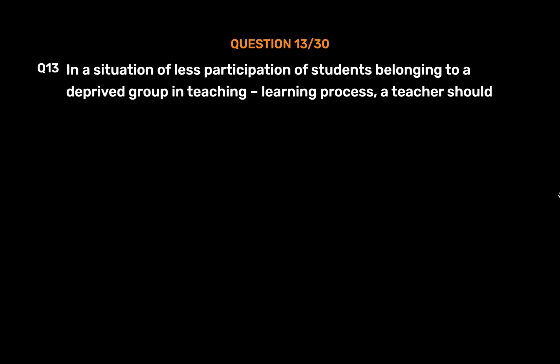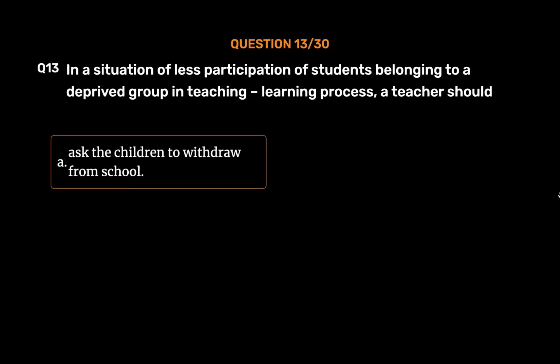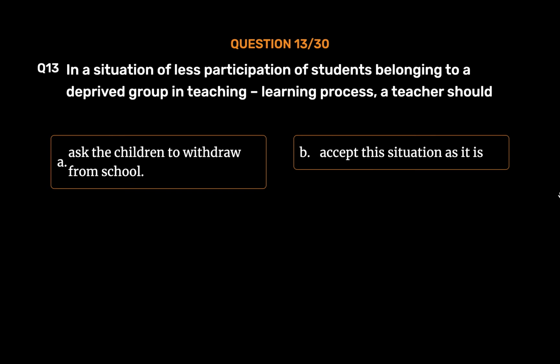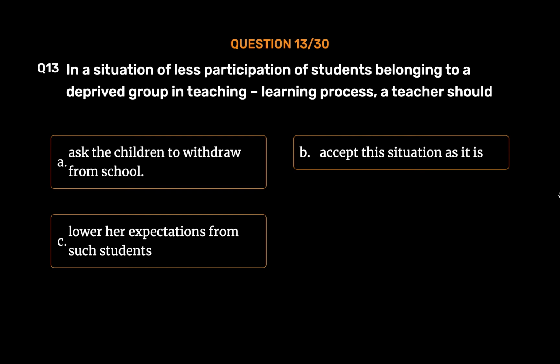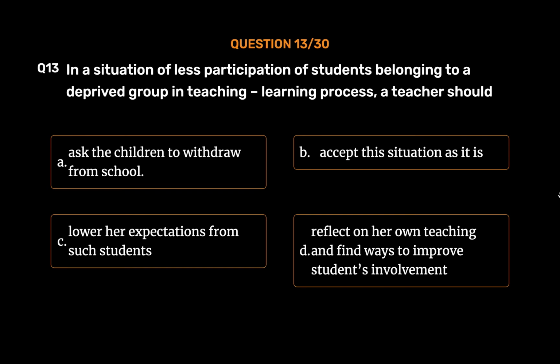Question number 13. In a situation of less participation of students belonging to a deprived group in teaching-learning process, a teacher should Option A. Ask the children to withdraw from school. Option B. Accept this situation as it is. Option C. Lower her expectations from such students. Option D. Reflect on her own teaching and find ways to improve students' involvement. The correct answer is Option D. Reflect on her own teaching and find ways to improve students' involvement.